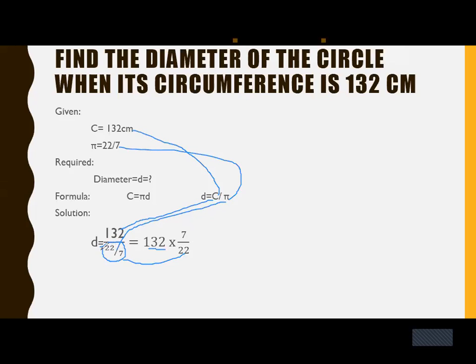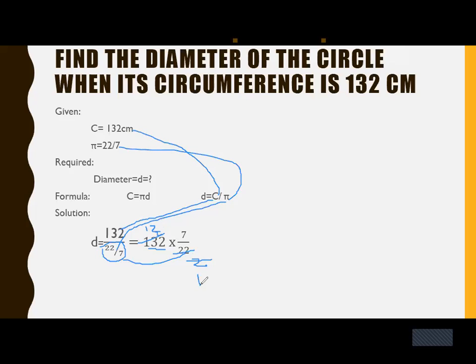When 22 over 7 is written in the denominator and we shift it to the numerator, it becomes 7 upon 22. Any problem, any question, any confusion? Now 11 twos are 22, 11 ones are 11. 11 ones are 11 and 2 left, and 11 twos are 22.